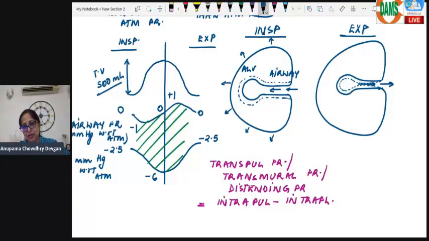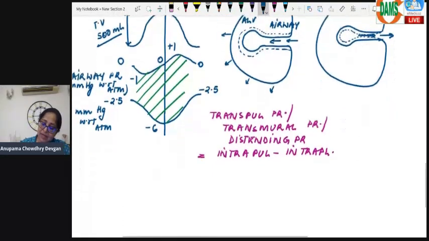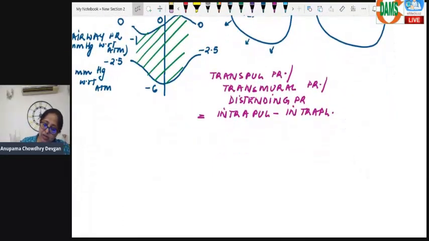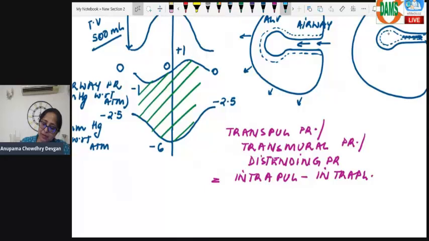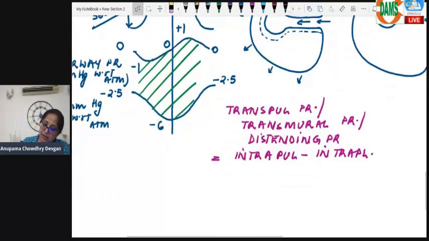What is the net pressure? Net pressure is intrapulmonary minus the intrapleural. This is your transpulmonary pressure, or the transmural pressure, or the distending pressure. Now tell me, what is going to be the transpulmonary pressure? What is the transpulmonary pressure? Let's see questions related to this. What is the transpulmonary or the distending pressure?